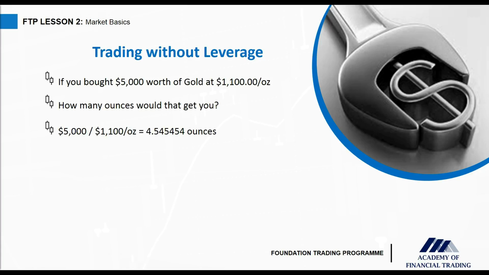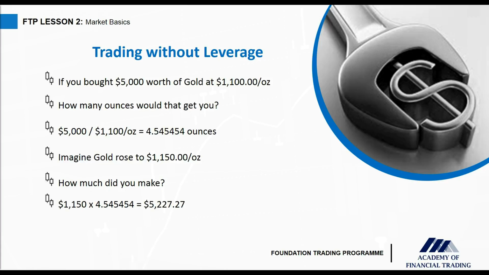But yeah, about 4.5. So now imagine gold rose to $1,150 per ounce. How much did you make? Okay, it was $1,100. Now it's gone up to $1,150. How much did you make? So we do the maths quite simply. It's 1,150. We have roughly 4.54 ounces, which will give us a return of $5,227.27. So obviously we take one away from the other, and that gives us a profit of $227.